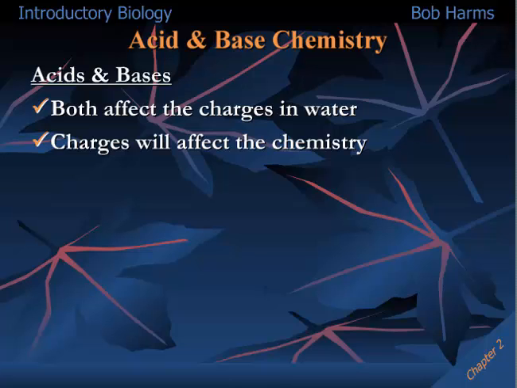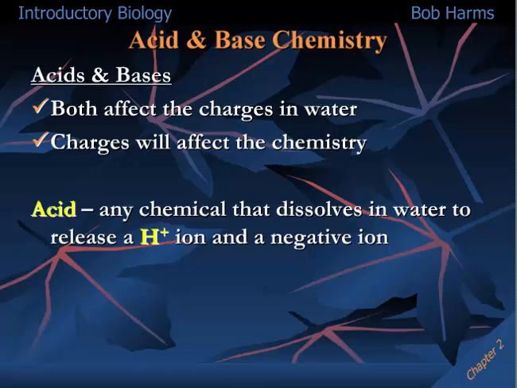Now, acids and bases are slightly different from one another. An acid is any chemical that's going to dissolve in water and release hydrogen, or H plus, ions along with a negative ion. So first of all, an acid is hydrophilic. It's going to mix with water, it's going to dissolve, and when it dissolves in water, it's going to break into two pieces, a positive hydrogen ion and then some other negative ion.